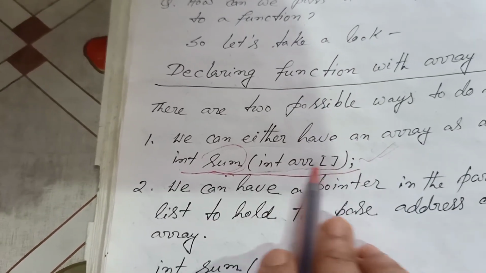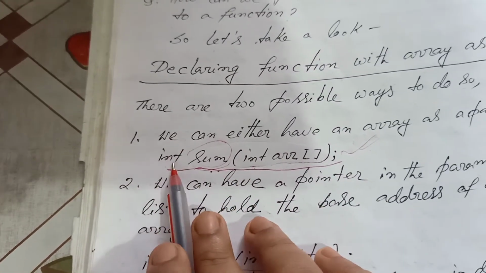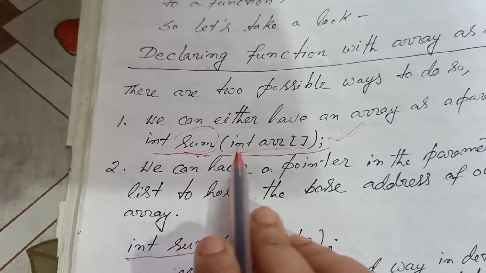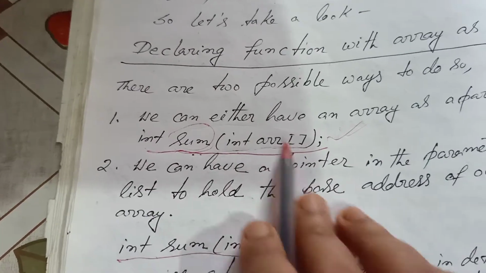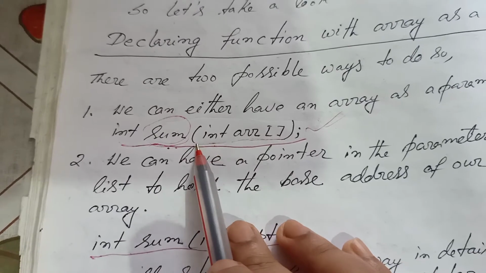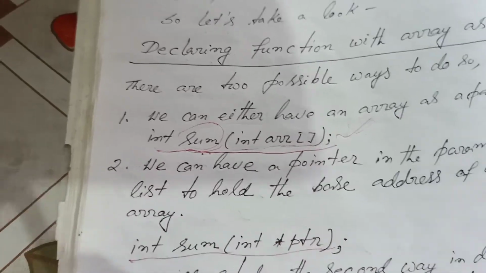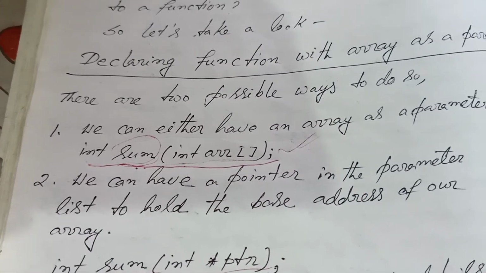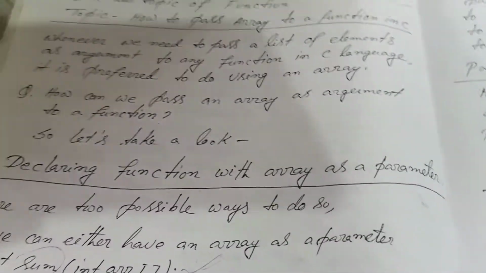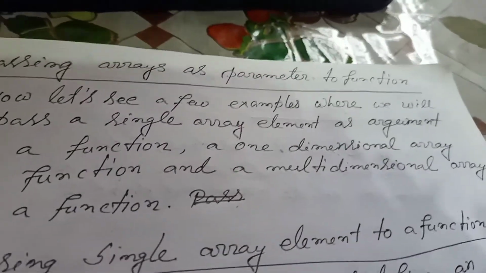So the syntax will be: first give the data type or return type of the user defined function, then the function name, and within the brackets the data type, then the array name. This is the formal syntax for passing an array as a parameter to a function.